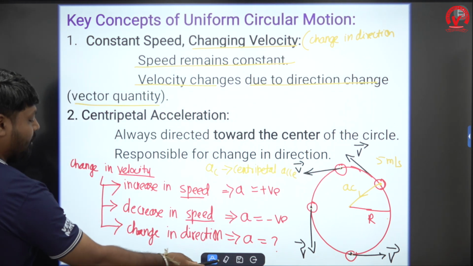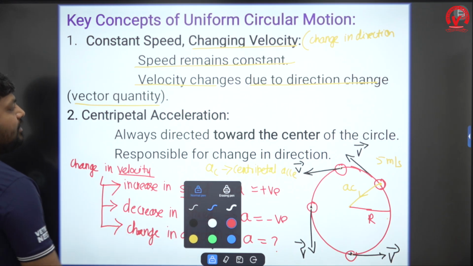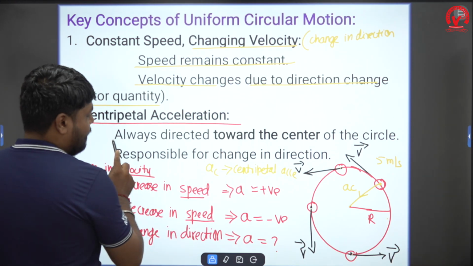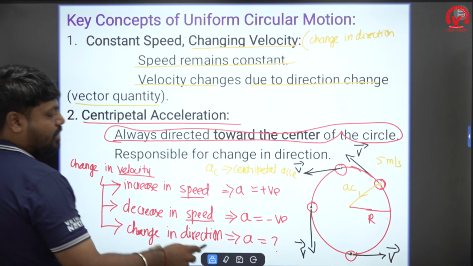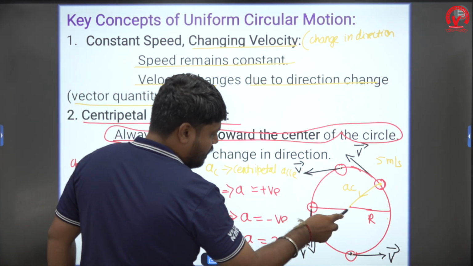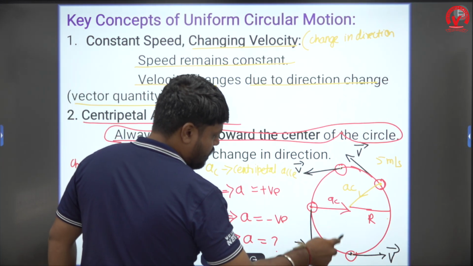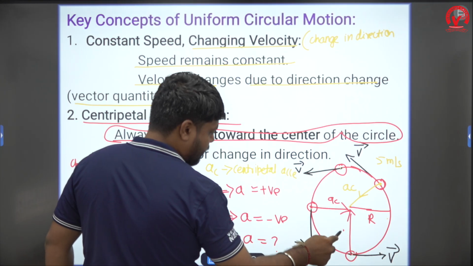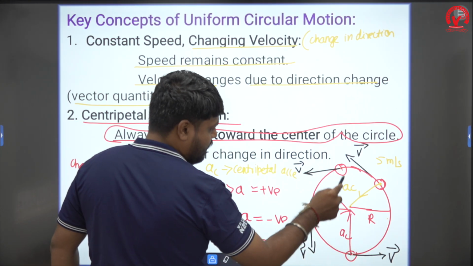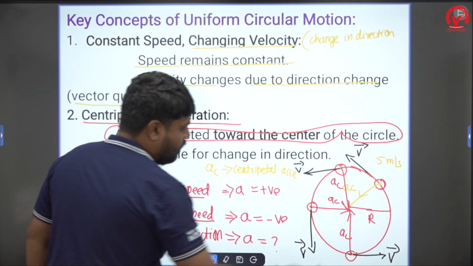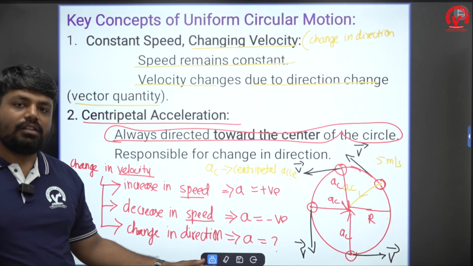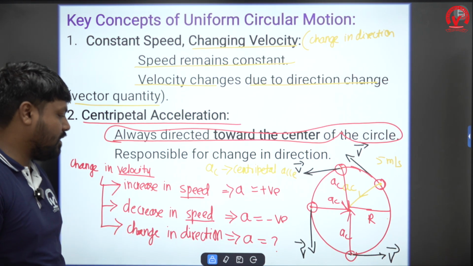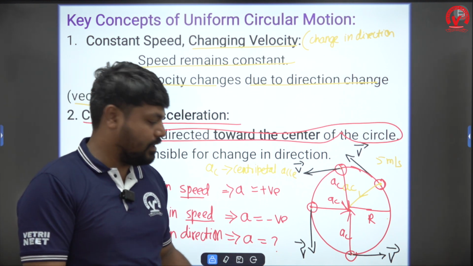Okay, what is centripetal acceleration? It is always directed towards the center of the circle. So here the acceleration will be directed like this, AC. Here also directed towards the center, AC, centripetal acceleration. Here also AC. You should keep this in mind. Okay, this is uniform circular motion.